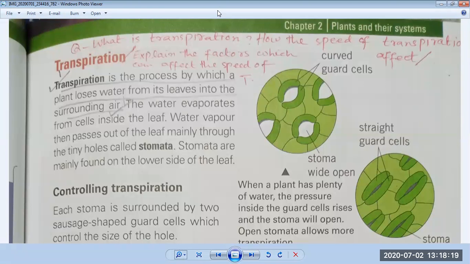Today our topic is about transpiration. Before that, we have discussed the movement of water molecules.